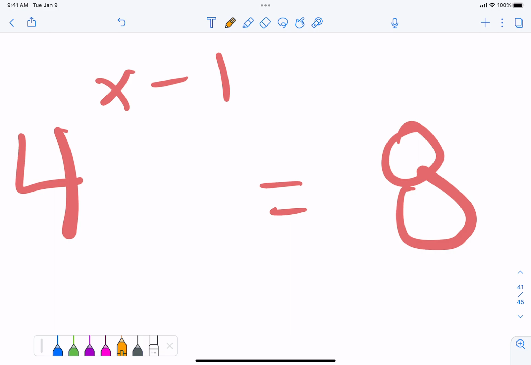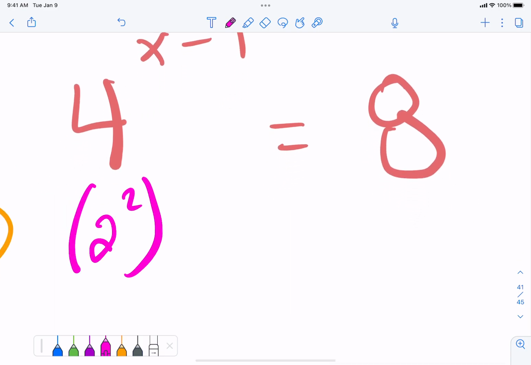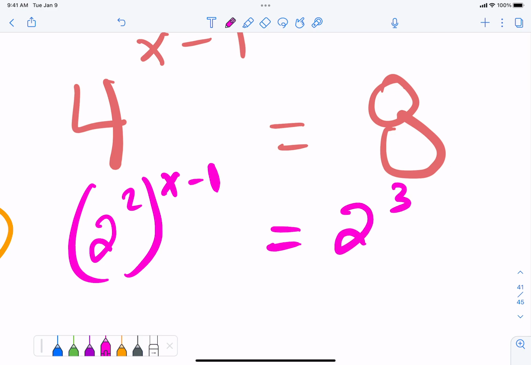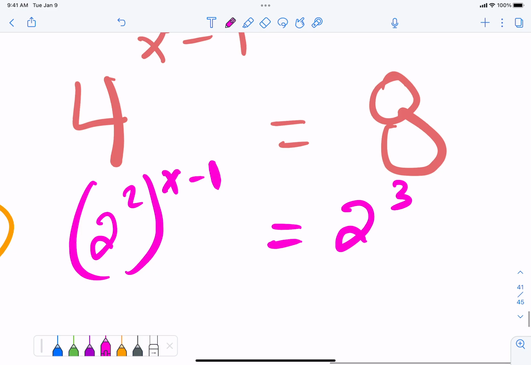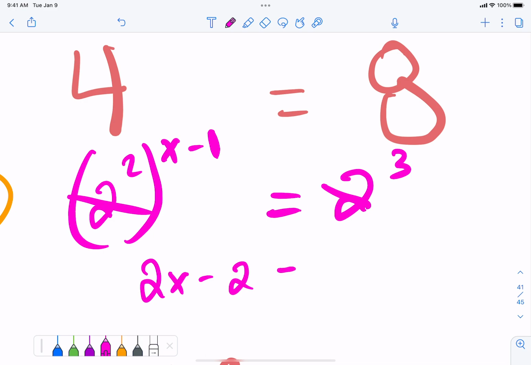Look at this. You take log of 8 divided by log of 4. You can certainly put logs in front, but 4 is 2 squared and 8 is 2 to the 3rd, right? If you did logs, it's comforting to know that you get the same answer. Now 2x minus 2 equals 3.